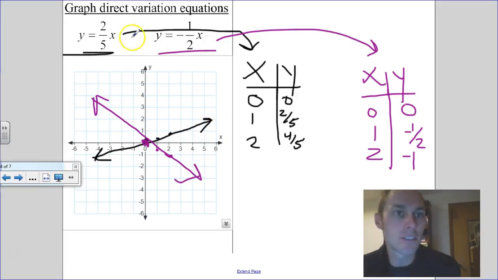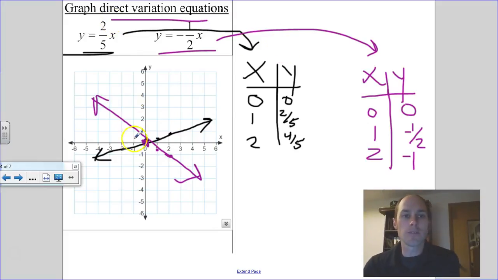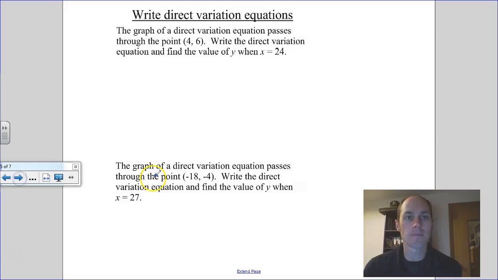And there we go. We've got two direct variation equations that we know how to graph. It goes through the y axis and gives us a y-intercept of 0. So those should always have (0, 0) as one of the coordinates.